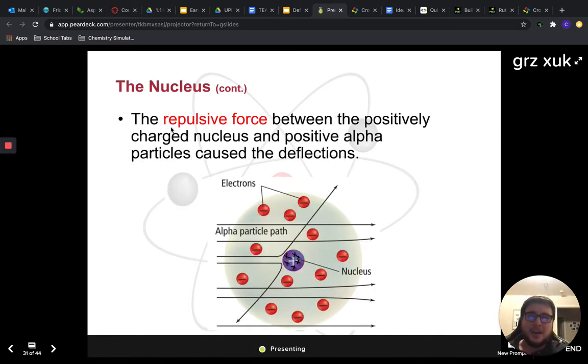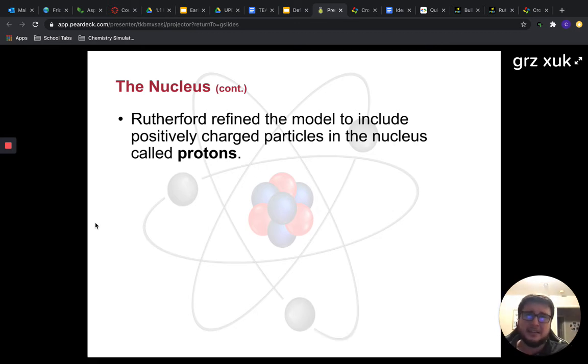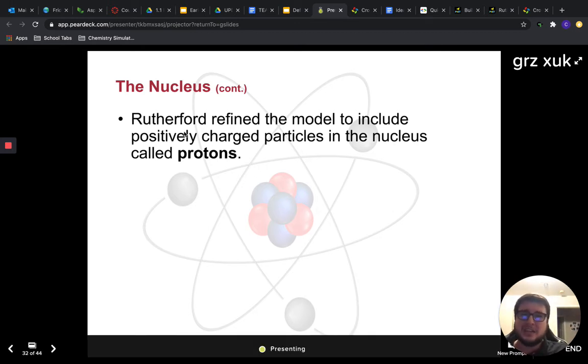Okay. So the repulsive force between the positively charged nucleus and the positive alpha particles is what caused those things to be deflected back. So if you have an alpha particle that's going left to right, it hits the nucleus, and boom, positive charge is going to repel. So those particles were just deflected straight back. And that's why he reasoned that the nucleus must be positively charged. Okay. So Rutherford took Thomson's model and refined it to include positively charged particles in the nucleus called protons. Okay.